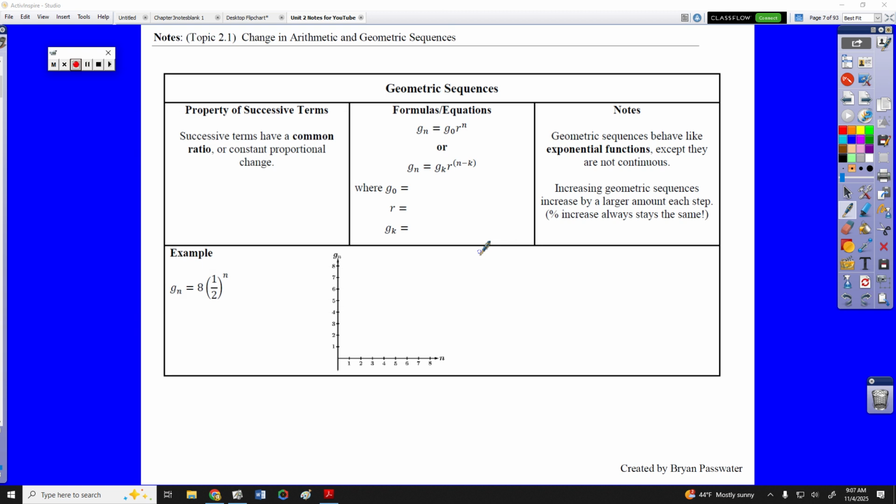Hello everyone, welcome to the video explanation for Brian Passwater's Topic 2-1 notes. This video is going to cover the background information for geometric sequences.